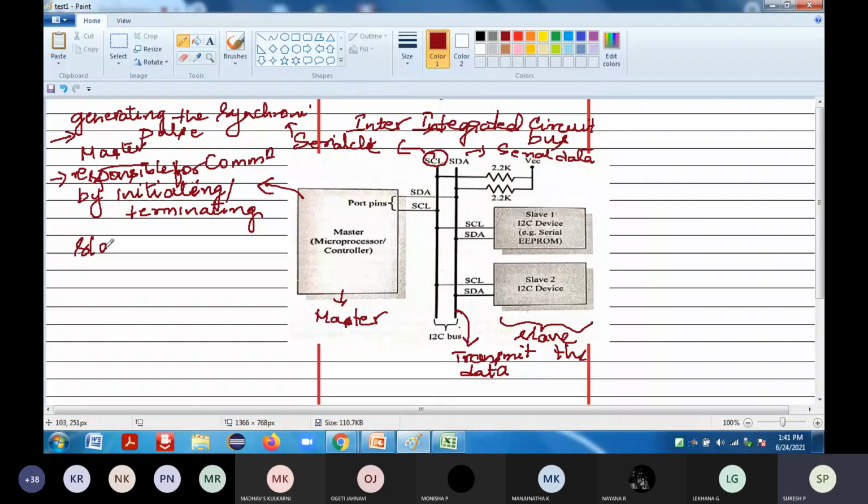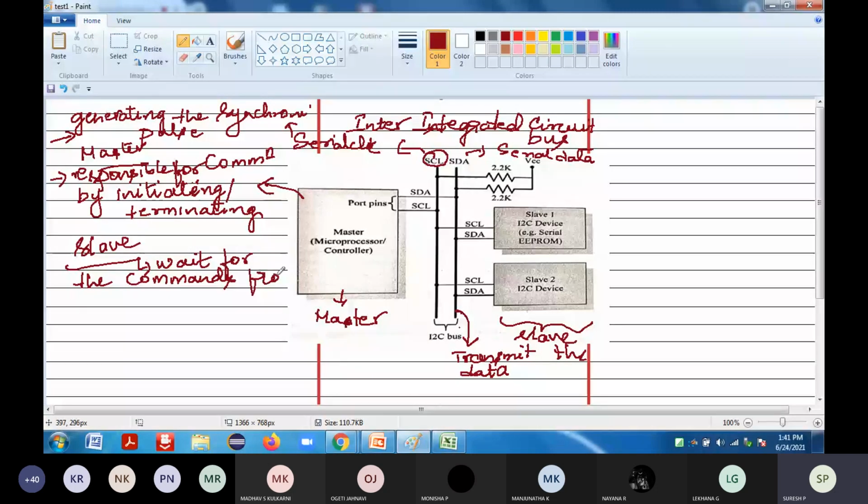Now, what is the work of the slave? The work of the slave is to wait for the commands from the master. So the work of the slave now becomes what? Wait for the commands from the master. It is going to wait for the commands which will be coming from the master.